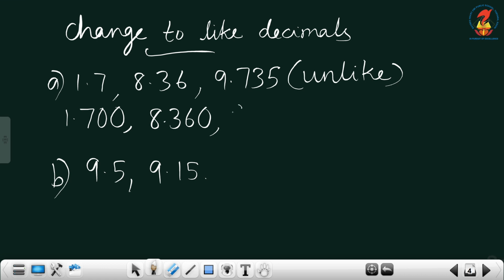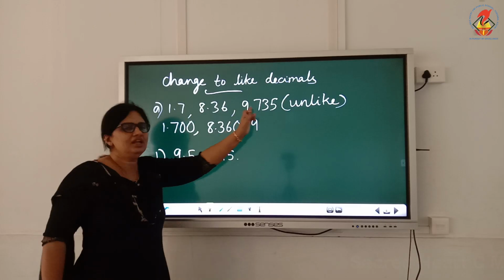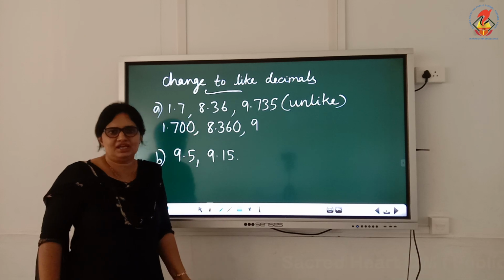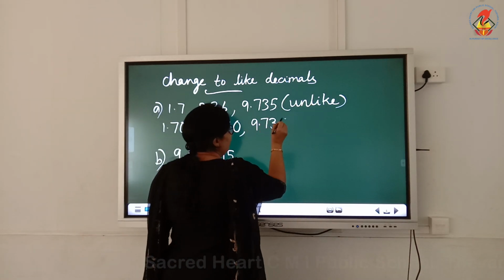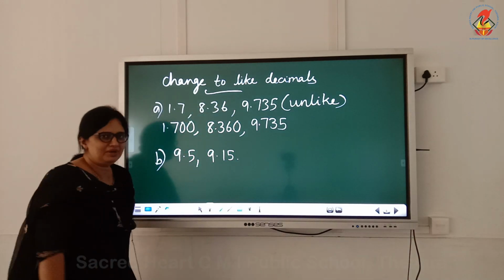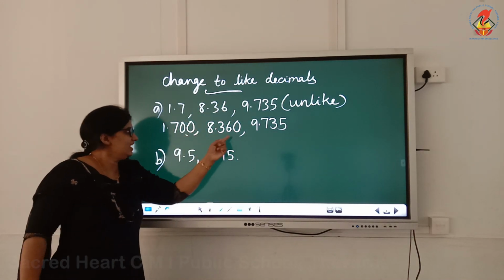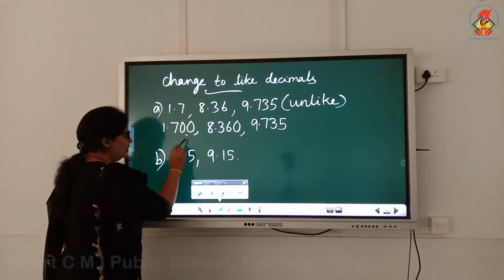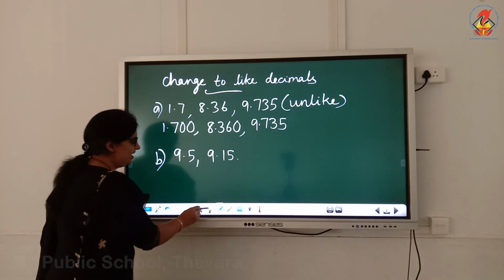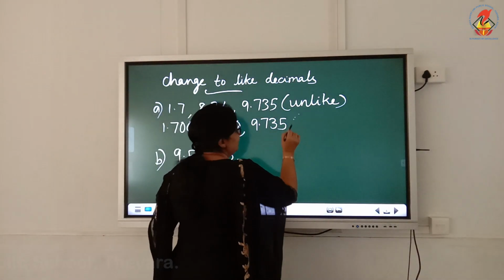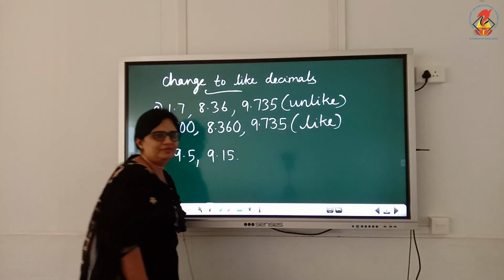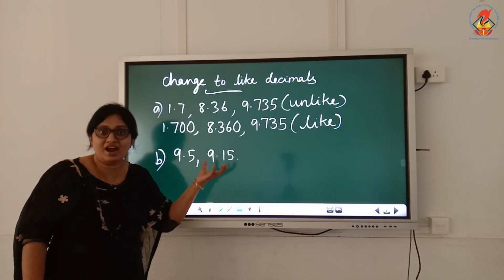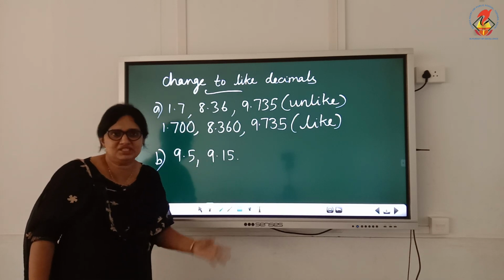And for the last one, you don't want to do anything here. You know what's the reason? We have 3 decimal places here. No need to do anything here. 9.735. See the number of decimal places? 3, 3, 3. All are same only. That's why it is like only. I changed unlike to like. How? By adding zeros, by adding that much zeros.